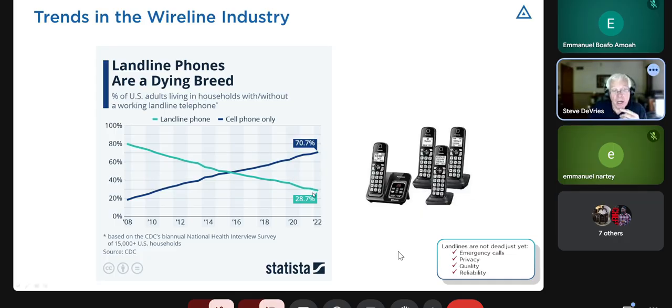So I still have a landline. I have a mobile phone also, but I still use a landline. Exactly where it's at today, I'm not sure. I just thought it was kind of an interesting trend.